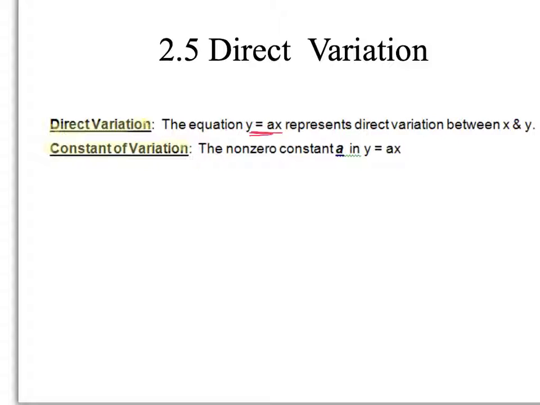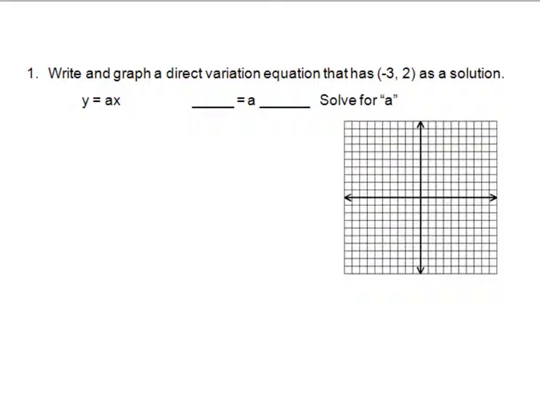Okay, so moving along, we're going to be looking at how we can write equations with these two different x's and y's. Okay, so it says write and graph a direct variation equation that has negative 3, 2 as a solution. So what that means for us is negative 3, 2 is a point on our line. So what we can do is take negative 3, plug it in for x into our equation here. We can take 2 for y, plug it in here.